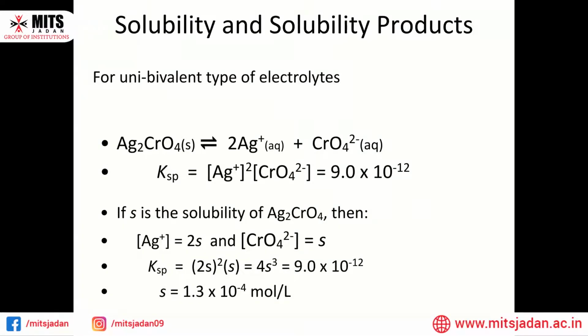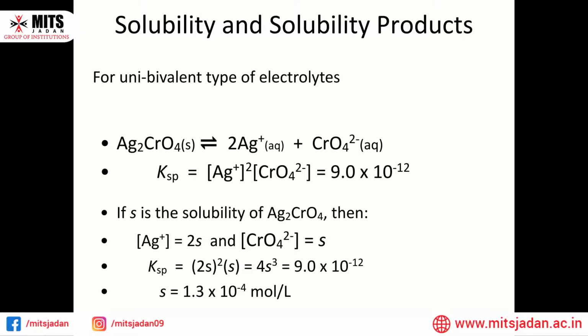Let's take an example of silver chromate, that is a uni-bivalent type of electrolyte because the oxidation number of silver ion is 1 and chromate ion is 2. When silver chromate dissociates, it gives 2 silver ions and 1 chromate ion in the aqueous medium. Since the Ksp is the product of ionic concentrations at equilibrium condition, it can be written as follows, and the value of Ksp is 9 into 10 to the power minus 12.